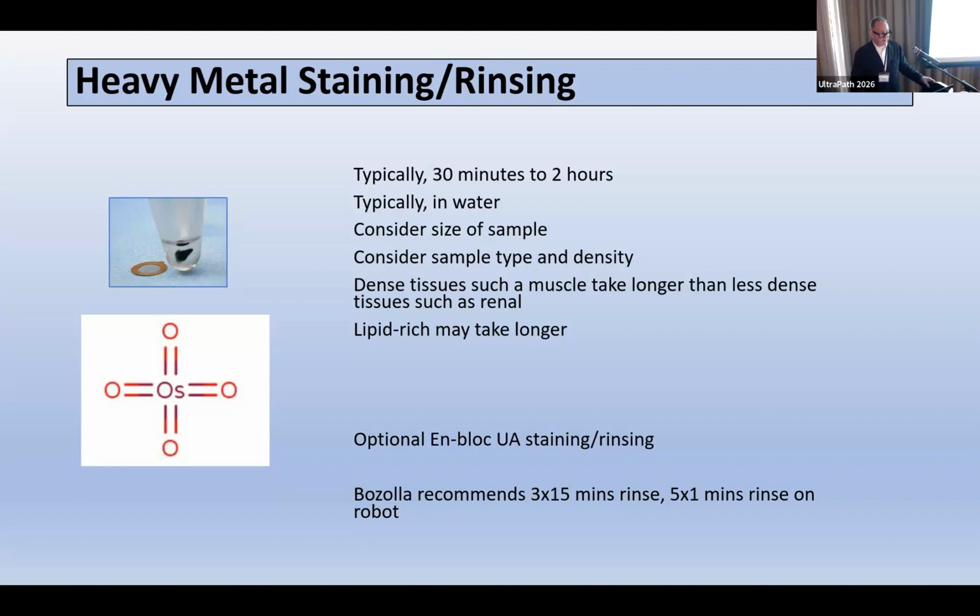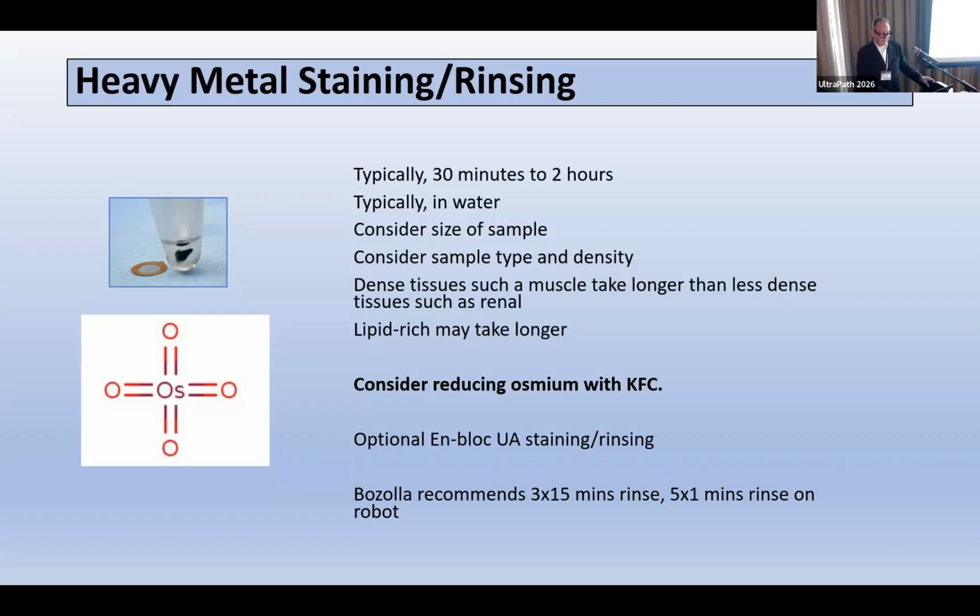Consider the sample types and density. Dense tissues will take longer. Lipid-rich may take longer. Consider reducing your osmium with potassium ferrocyanide. That's borrowed from the volume EM rOTO protocol. And I'm seeing some people who will reduce their osmium simply to get better contrast on most of their samples. So it's something you can consider if you don't want to do post-staining in particular.